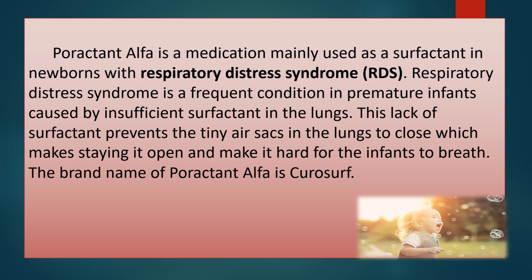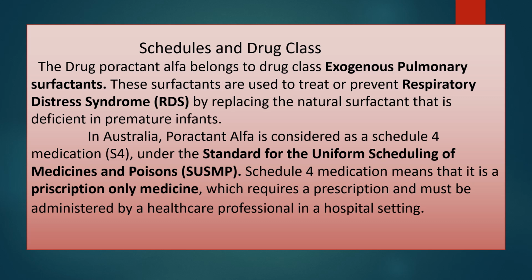Now let's discuss the scheduling and classification of Poractant alpha. Poractant alpha belongs to the drug class exogenous pulmonary substances. The schedule of this drug is S4 medication, which is prescription only.